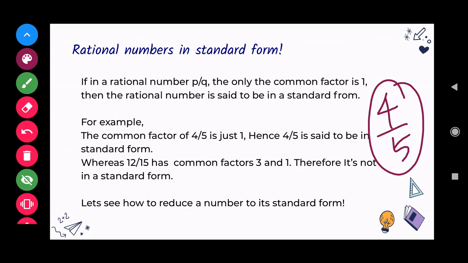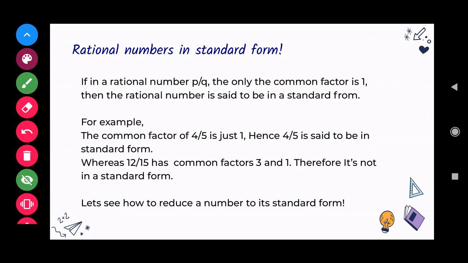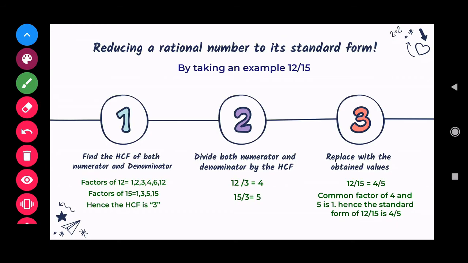So let's see how we can reduce any rational number to a standard form. Let's go by taking our previous example, 12 by 15. What we have to do is find the factors of both the numerator and denominator. That is the first step. The factors of 12 are 1, 2, 3, 4, 6 and 12 itself. In the same way, the factors of 15 are 1, 3, 5 and 15.